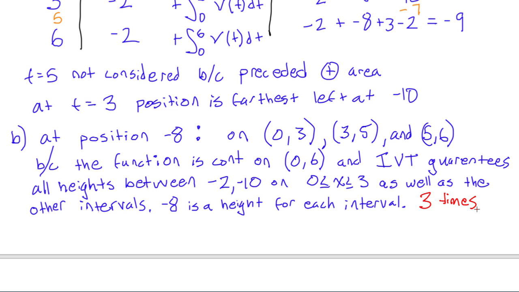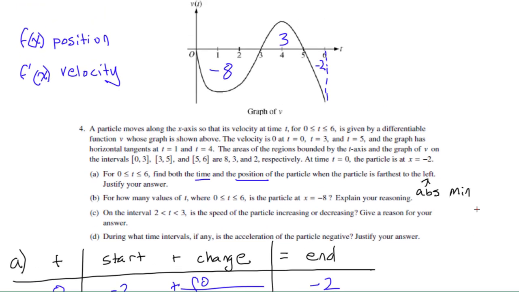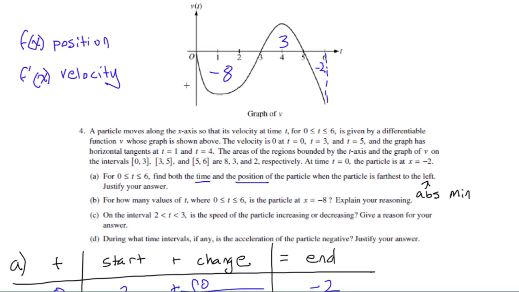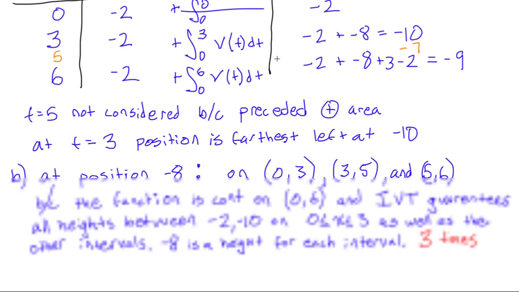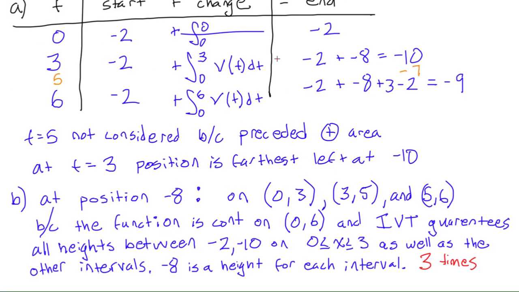At least 3 times. It could be more than that, because it might have gone up and down and up and down through it on that one interval. But we do have f prime and it doesn't. Oh, yeah, we do have the graph of v, so you're right. It doesn't do anything like that. So it's 3 times. All right, we ran out of room for part C.